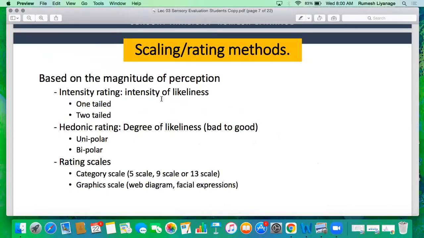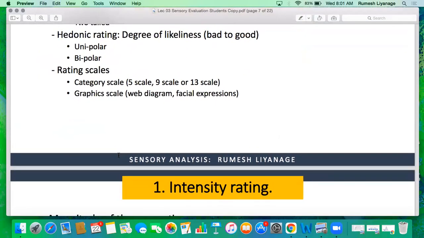Then we will discuss hedonic rating. This is very important in sensory analysis. Definitely, you have to use hedonic methods in your research and product development. Degree of likeness, goodness or badness, unipolar and bipolar. We will discuss what the unipolar and bipolar tests are. And there are some rating scales, right? Two types of rating scales: category scales and graphical methods, right?